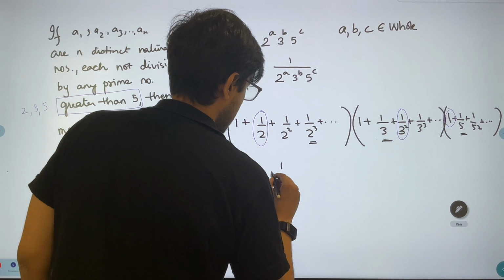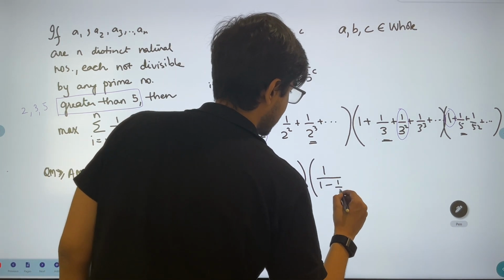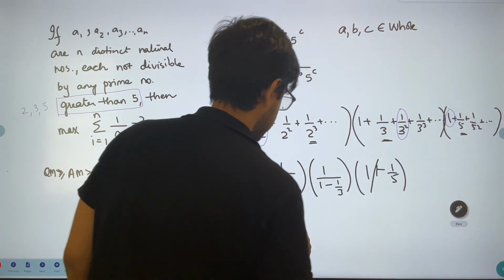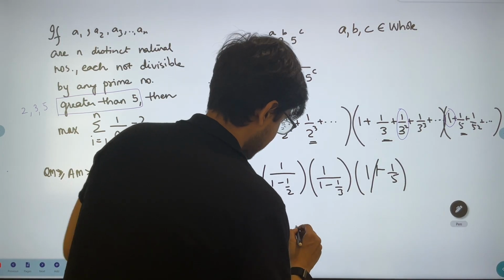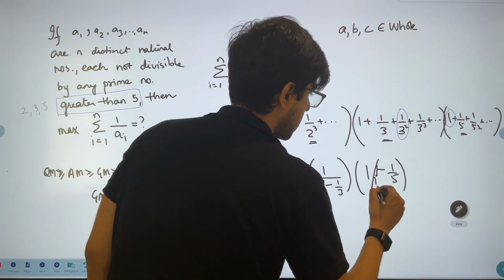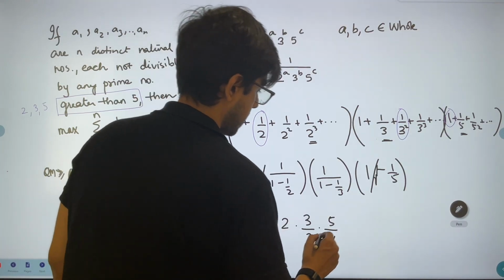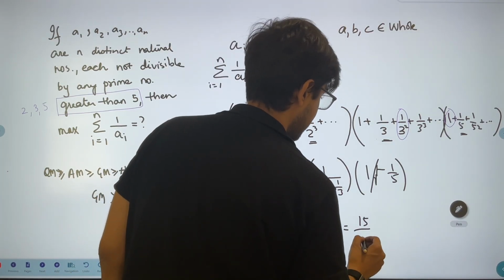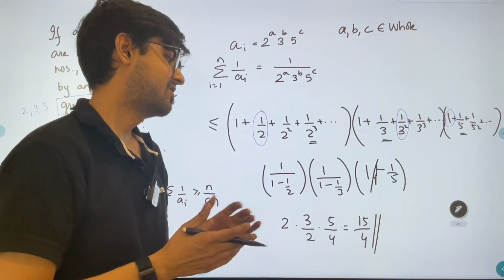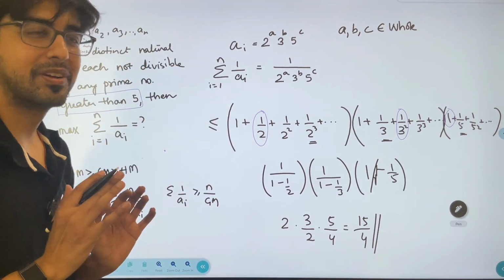So the first sum is 1 by 1 minus half. The second sum is 1 by 1 minus 1 by 3. And the third sum is 1 by 1 minus 1 by 5, which is going to give you 2. And this is going to give you 3 by 2. And this is going to give you 5 by 4. So the answer is 15 by 4. And that's how this question is solved in a very simple and a mind-blowing solution.